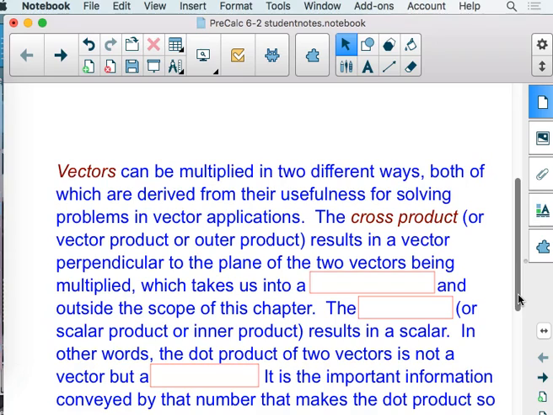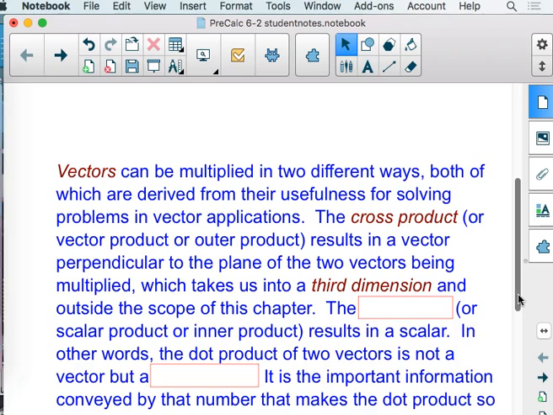Actually, we don't cover cross product in this class. We're just going to cover dot product. It is a little tougher than dot product, but we're not going to do that. That takes us into a third dimension and outside the scope of this chapter. So we're not doing cross product.